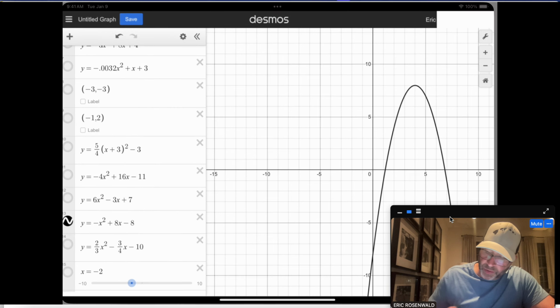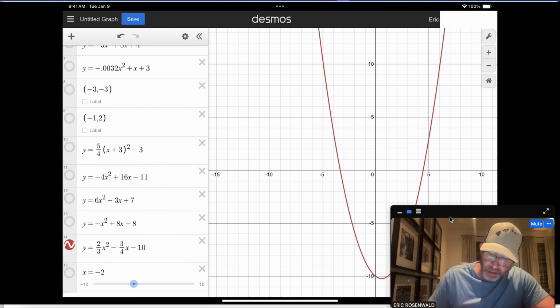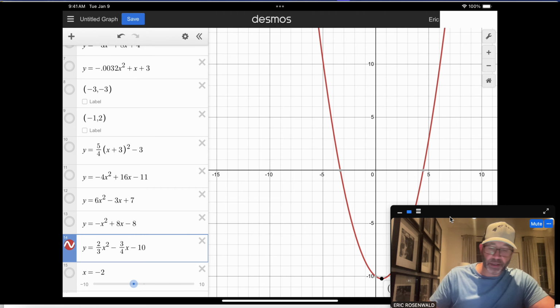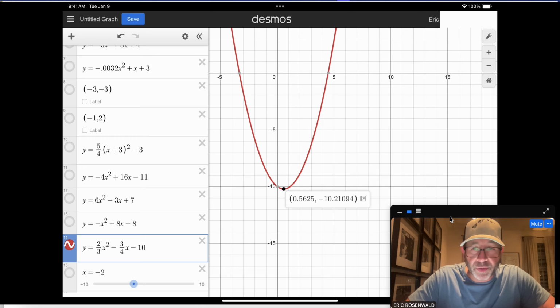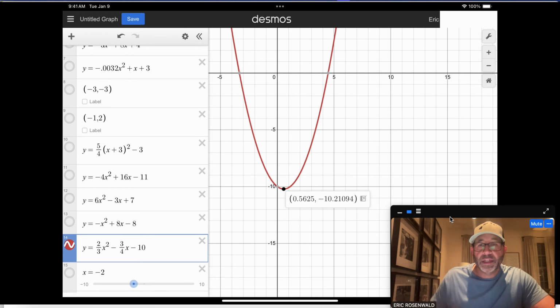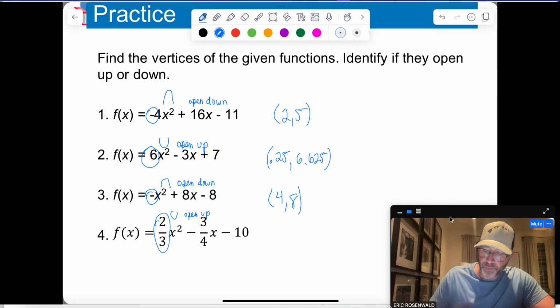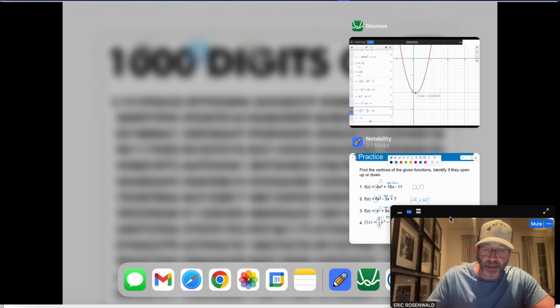And then the last one here is going to be a minimum, and that's going to be at, whew, okay, hang on. I got to zoom out for that one. Sorry, I was blocking your way there. That's a doozy of one right there. That's going to be 0.5625 and then negative 21.094. Okay, I'm going to actually just leave it there to end the notes.